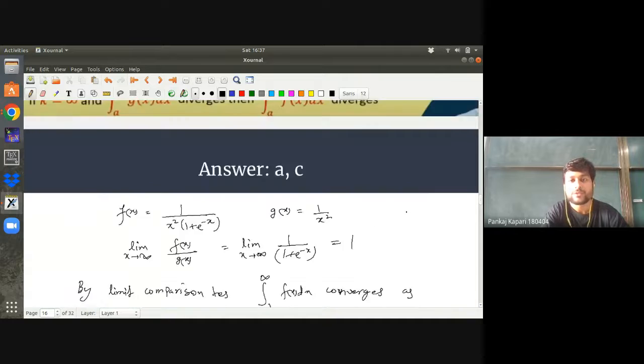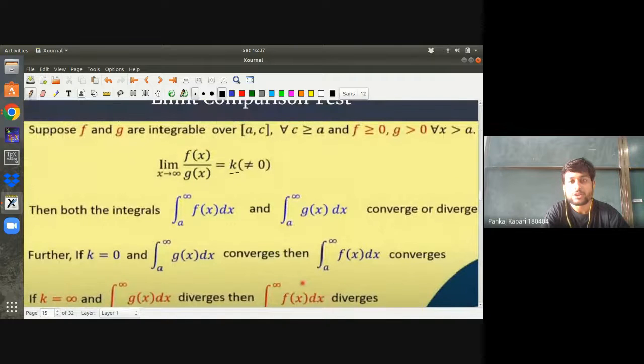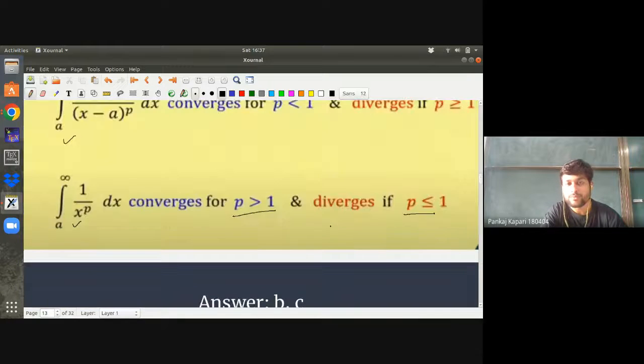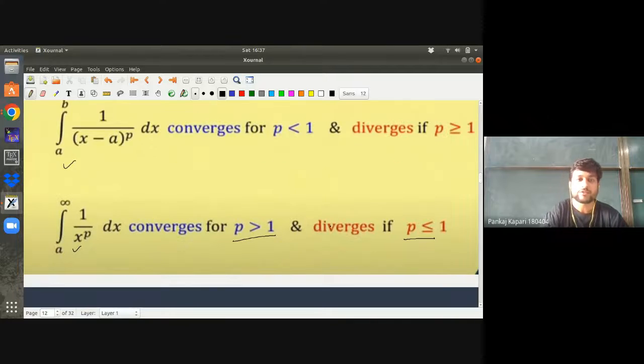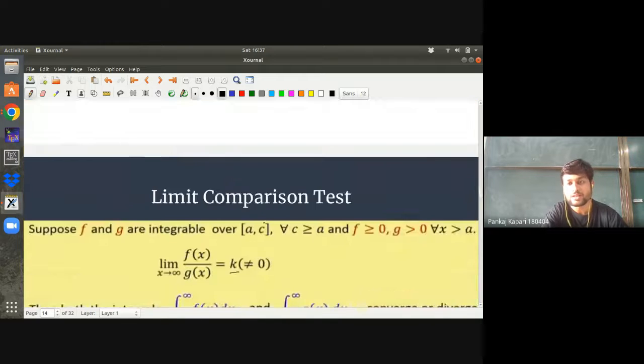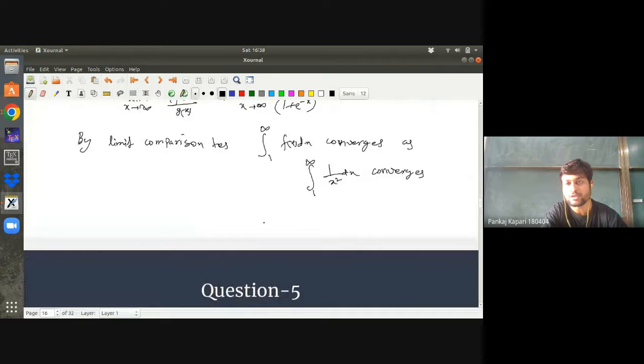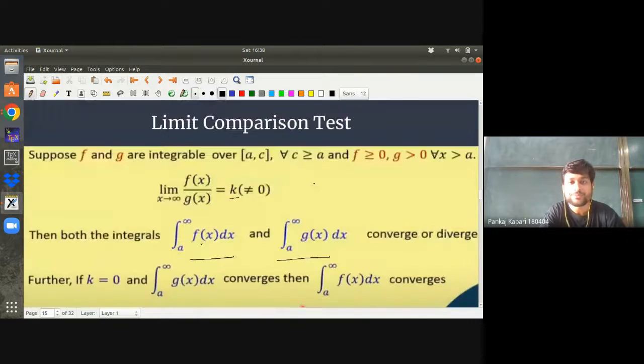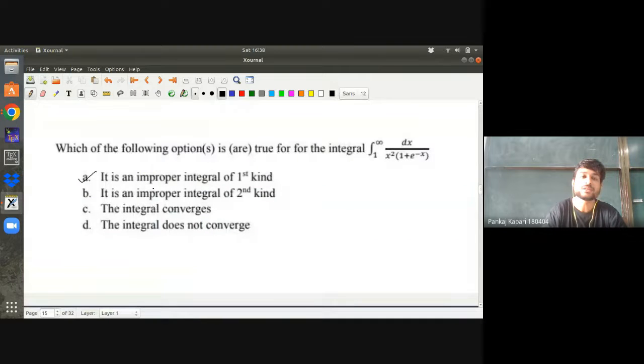Note that we have said that when this limit is non-zero, then both integrals have the same nature. They will simultaneously converge or diverge. Now from the p-test integral, we know that the integral of 1 over x to the power p dx always converges whenever p is greater than 1. And in our case, this p was 2, right? Because this is the integral of 1 over x square. And therefore, we get the convergence of this integral.